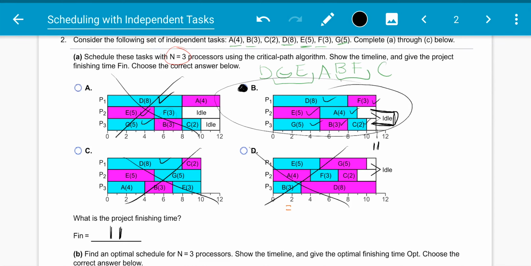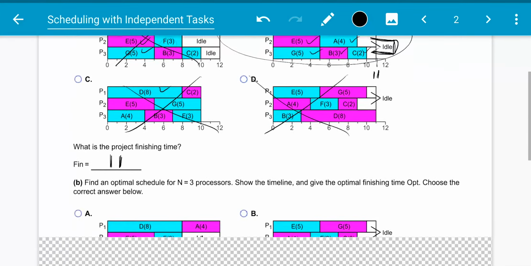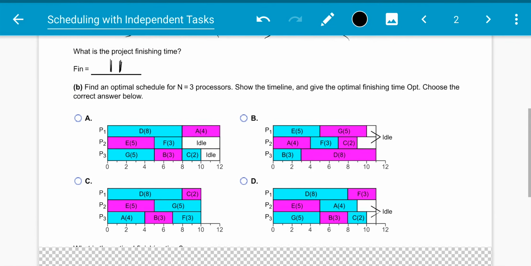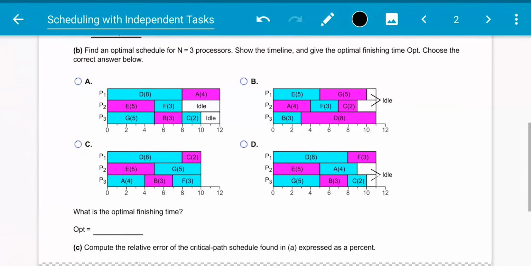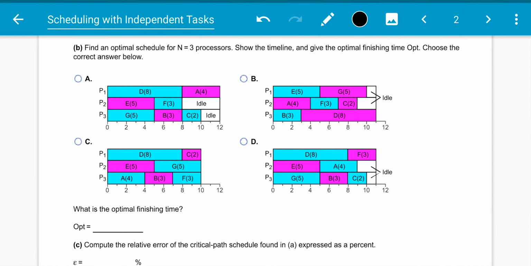Now we're going to find the optimal schedule using 3 processors for the same thing. The optimal one is the one that gives us the least amount of time, and it follows all the rules. Do we have any rules in this one if they're independent tasks? No. It really doesn't matter which one comes first as long as we have them all included. So which one finishes at the end with the shortest? Well, that one's 12. This one's 11. This one's 11. And this one's at 10. So this one right here is going to be our optimal time.